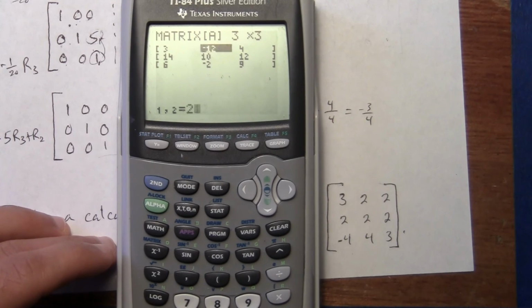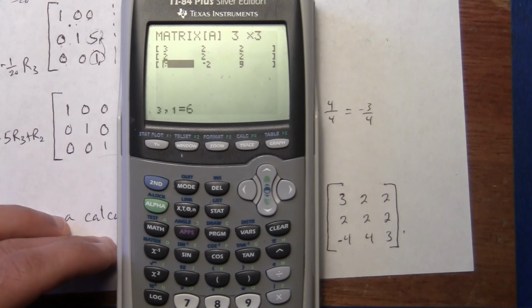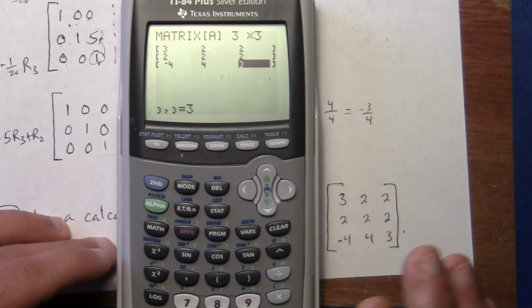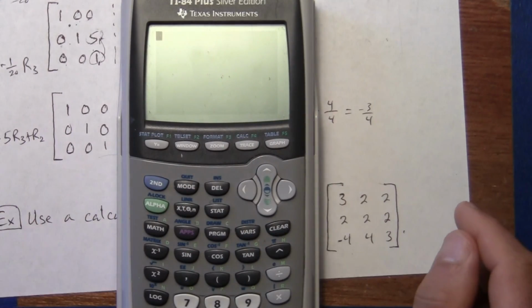So 3 enter, 2 enter, 2 enter. Remember, it goes across the rows. 2, 2, and 2. Negative 4, 4, and 3. And then once I have that entered in, I'll go ahead and hit second mode, that quits, or brings me to the home screen.